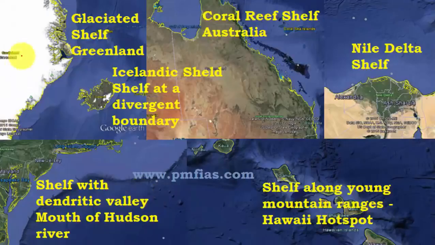So in this figure we can see various shelf types. We have Greenland shelf, and then we have Icelandic shelf, which is a part of a divergent plate boundary. This is the only shelf region or island region which is very conspicuous over a divergent plate boundary. And then we have coral reef shelf, like in northwestern Australia. We have the Great Barrier Reef occupying the shelf region, and then we have Nile Delta shelf, along with that shelf with dendritic valley at the mouth of the Hudson River, and then shelf with young mountain regions. For example, we have the Hawaiian hotspot volcanic islands, where there are various islands in this particular chain, and we have shelves which are established due to this process. They are called shelves along young mountain ranges.